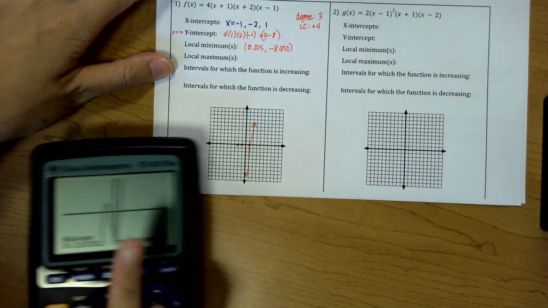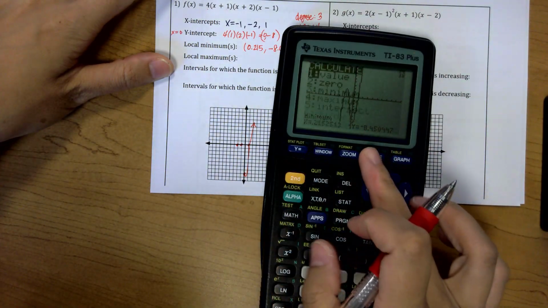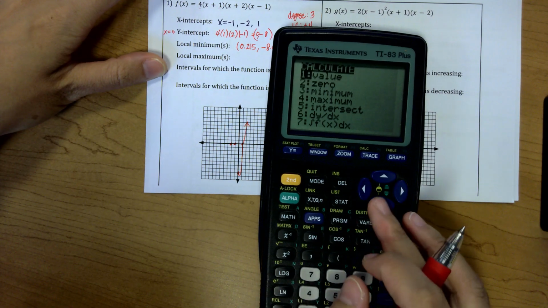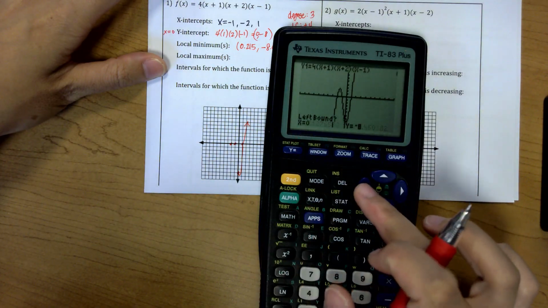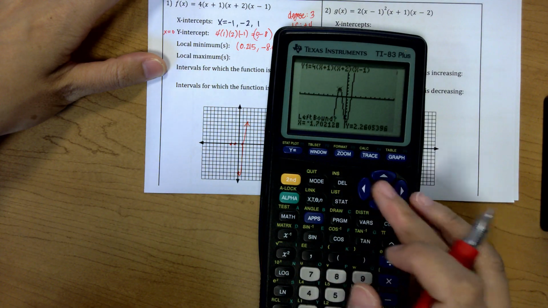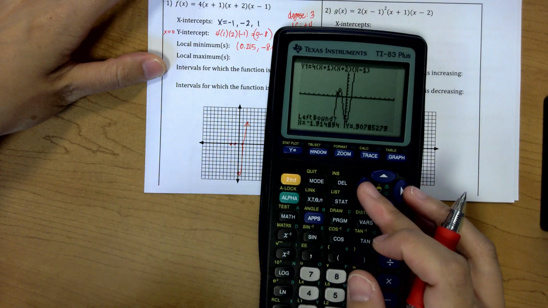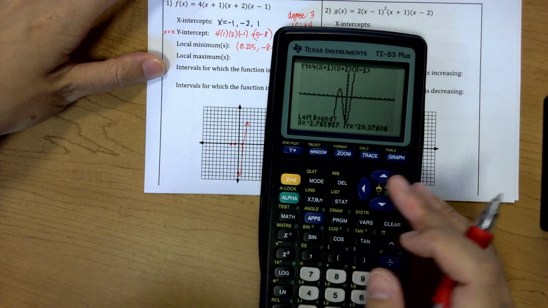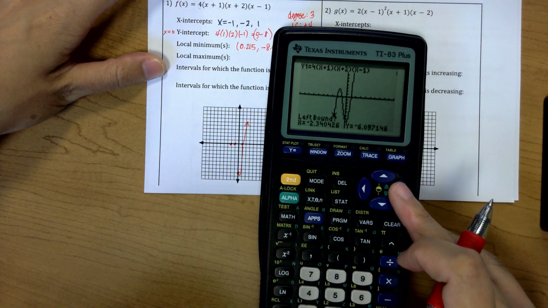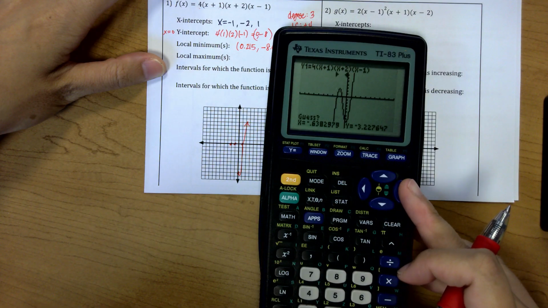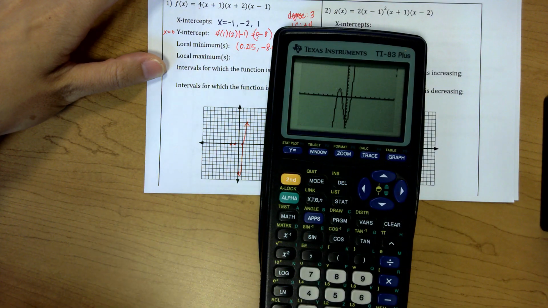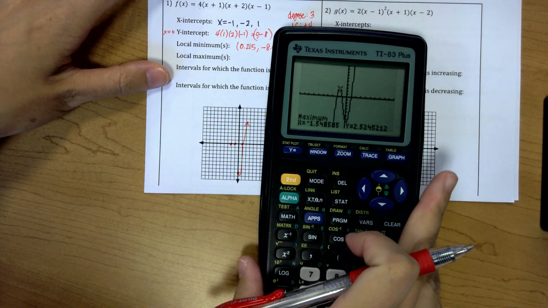My local maximum, I'm going to do the same thing, and I'm going to go second calc and go down to 4 for maximum. So now I'm on the right side, but I need to be on the left. So I'm going to go over here. And you can be anywhere on the left, like a little bit on the left or a lot on the left, whatever works for you. I like to just go a little more. Okay, and hit enter again, make it guess.